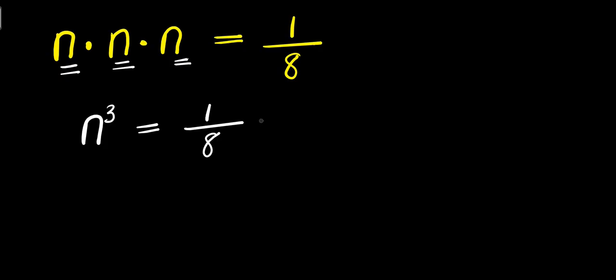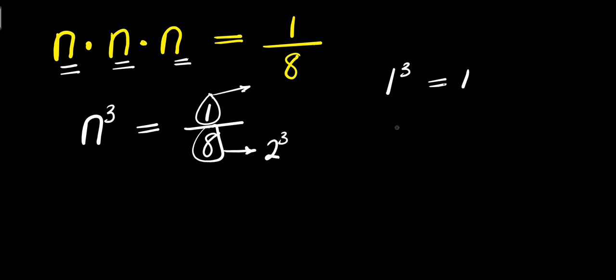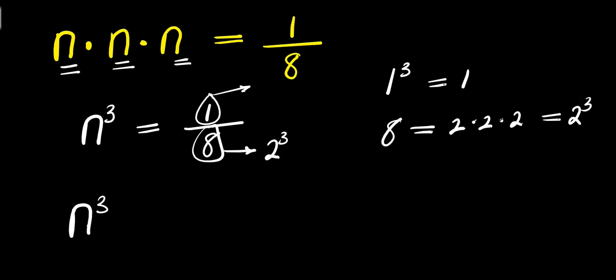So to solve further, I can replace the 1 here with 1 power 3, because 1 power 3 is the same thing as 1. And the 8 here, I can replace with 2 power 3, because 8 is the same thing as 2 times 2 times 2, that is 2 power 3. So this equation becomes n power 3 equals 1 power 3 divided by 2 power 3.